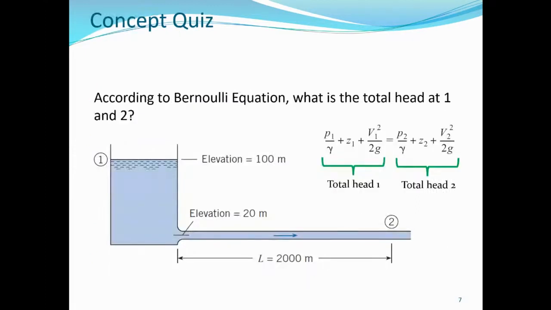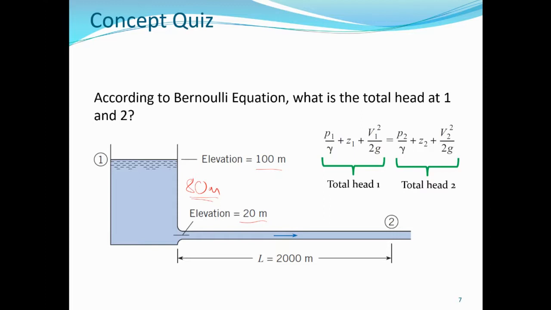Now, concept quiz. It says, according to the Bernoulli equation, what is the total head at point 1 and at point 2? The difference in elevation is simply, this is 20 meters, this is 100, so the difference in elevation is 80 meters. So what is the total energy?